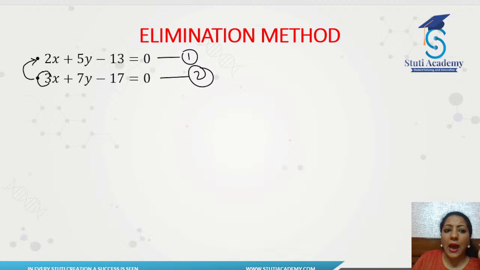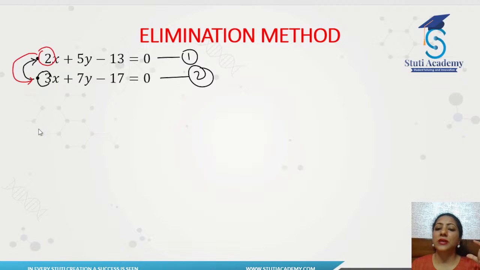In the same way, I'll take this first equation here, this 2 here, and I'll take the second equation and multiply this by 2. If I multiply the first equation by 3, I'll get here 6x. If I multiply the second equation by 2, I'm going to get 6x again here. And then I will get the coefficients of x same, and then I'll tell you what to do further.